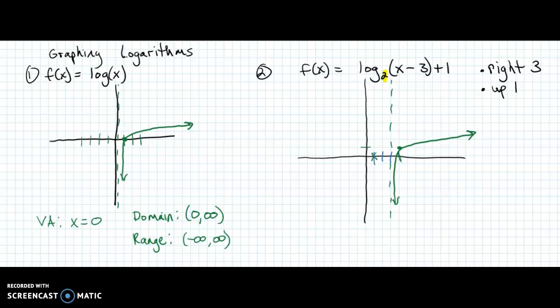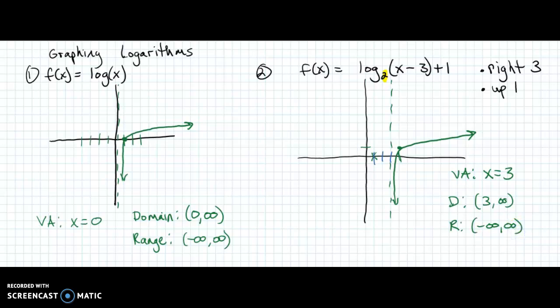And so let's go ahead and write that. Our vertical asymptote is at x is equal to 3. Our domain is from 3 to infinity. Notice that pattern, that the 3 is included, or the vertical asymptote is included in the domain. And then your range goes from negative infinity to infinity.